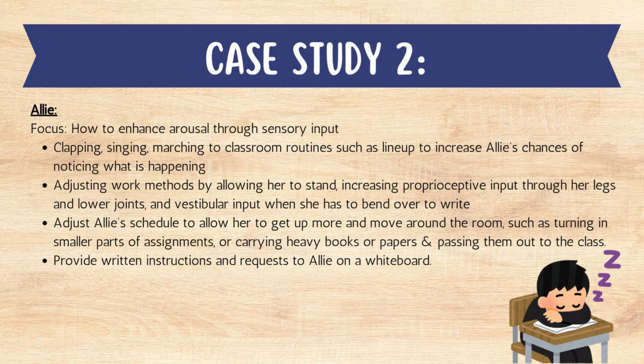The teacher adjusted Allie's schedule to allow her to get up and move around the room, such as turning in smaller parts of assignments or carrying heavy items such as books, maybe back to the library. A lot of schools have those really heavy doors, so maybe she would be a good student to assign as door holder, which could also decrease her chances of bumping into classmates. Allie could also be the person to pass out papers to the class, allowing her to move around more. Also, the teacher provided written instructions and requests to Allie on a whiteboard.